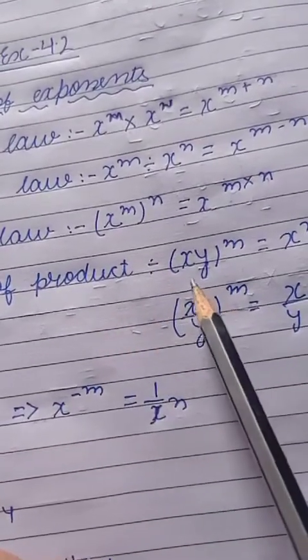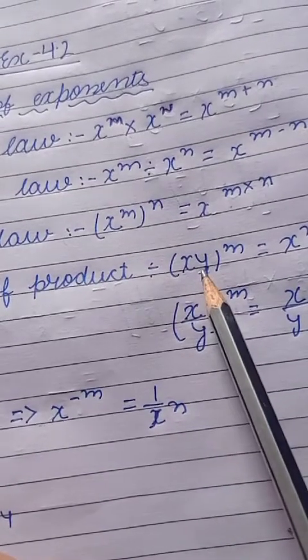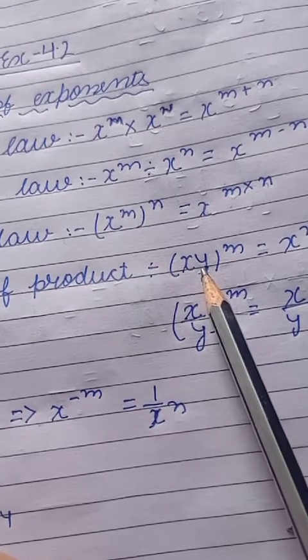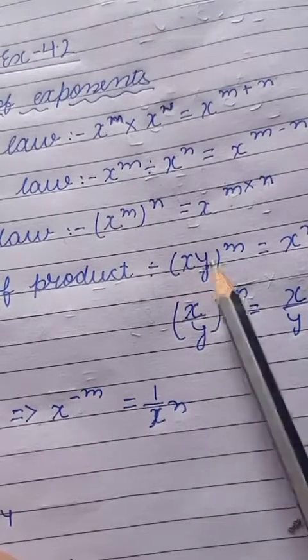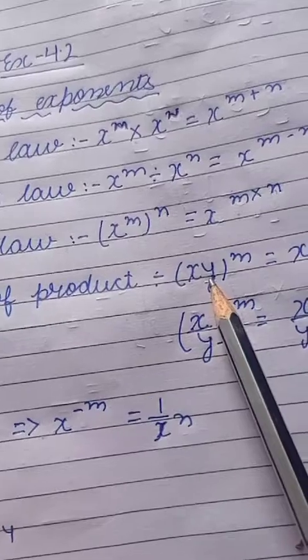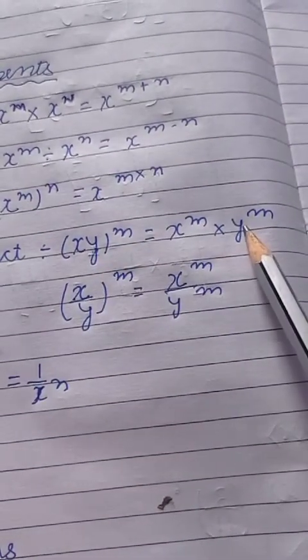power of a product. You can see, children, these two numbers are multiplying each other. Clear? Terms can always be separated only with plus and minus signs, not with division and multiplication. So this is a single term only. It means this is the power of x also, this is the power of y also. Clear? So this can be written as x power m into y power m.